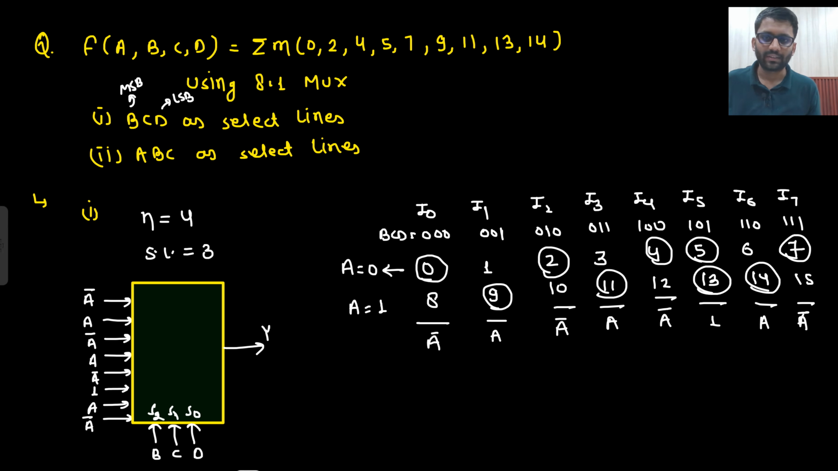So ABC as select lines. Second one is ABC as select lines. So what is in our control? B is equal to 0 and D is equal to 1.